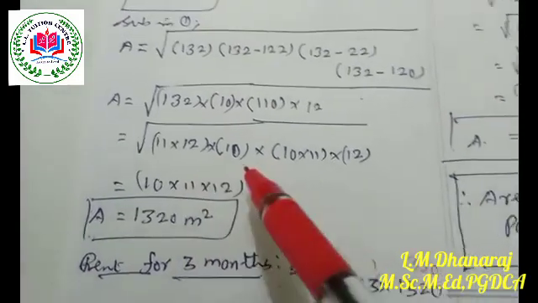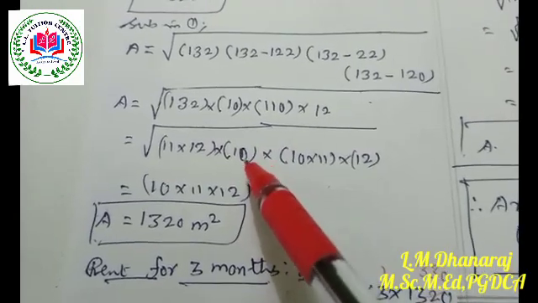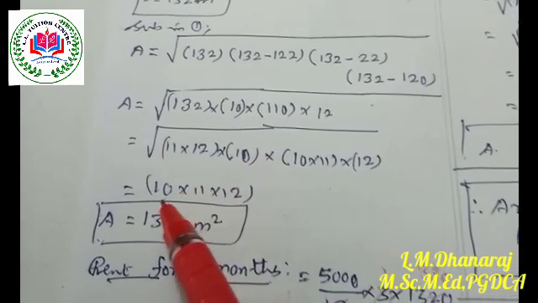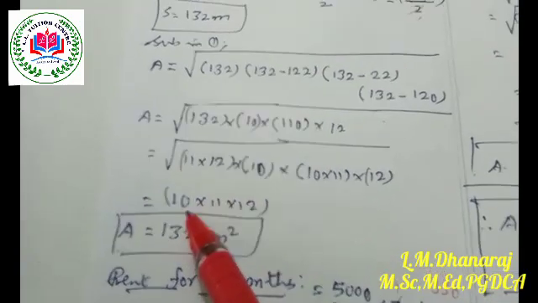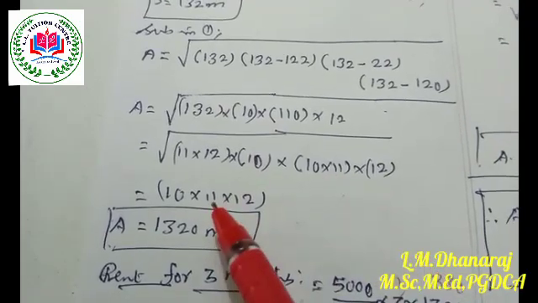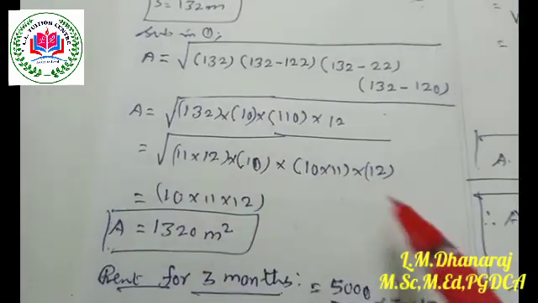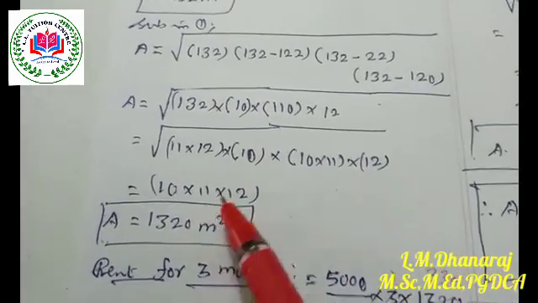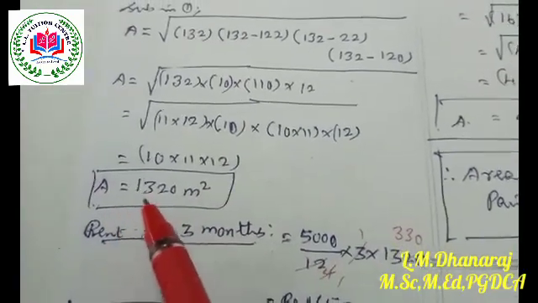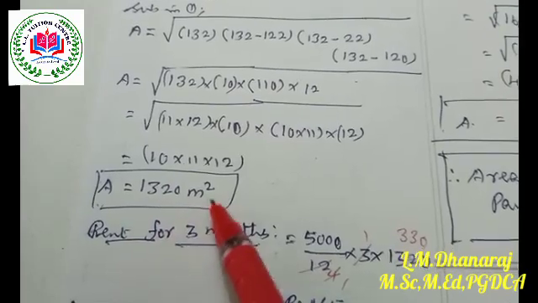Now let us consider there are two 10s. One 10 is over here, the other 10 is over here. So instead of two 10s, we can take one 10 out from the square root. And there are two 11s, so one 11 can be taken out. There are two 12s, so one 12 is taken out. So by multiplication we will be getting the area of the triangle as 1320 meter square.